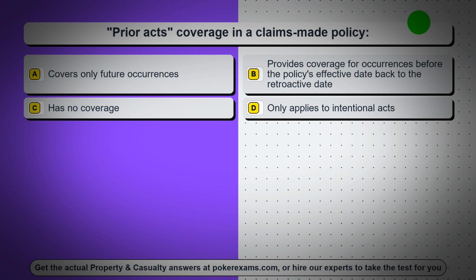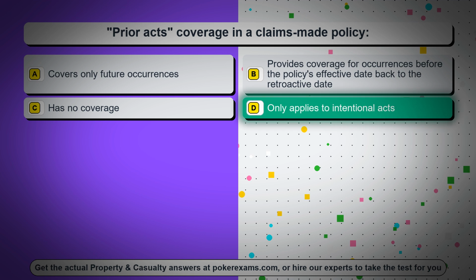Question 65. Prior acts coverage in a claims-made policy. Option A, covers only future occurrences. Option B, provides coverage for occurrences before the policy's effective date back to the retroactive date. Option C, has no coverage. Option D, only applies to intentional acts. The correct answer is option D, only applies to intentional acts.